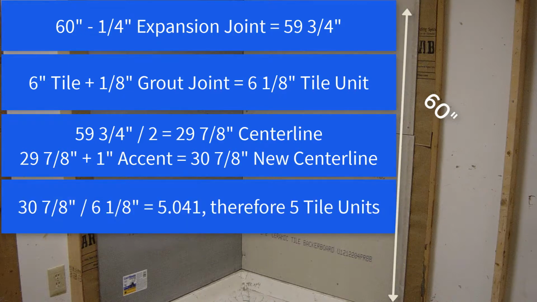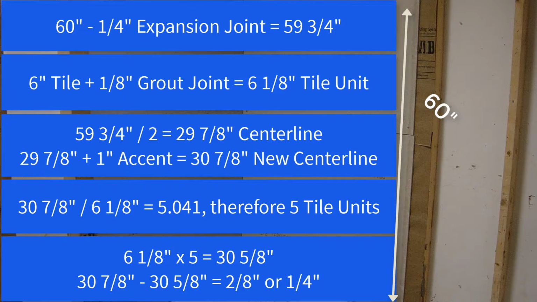Divide 30 7/8 by 6 1/8 to determine the number of full tile units, which will be 5. 5 multiplied by 6 1/8 equals 30 5/8, which is then subtracted from the half wall size of 30 7/8. The difference is 2/8 of an inch, or 1/4 inch. This could be your cut size at the top and bottom, but 1/4 inch is less than the half tile requirement. If the cut size was more than 1/2 tile, your layout would be finished at this point.